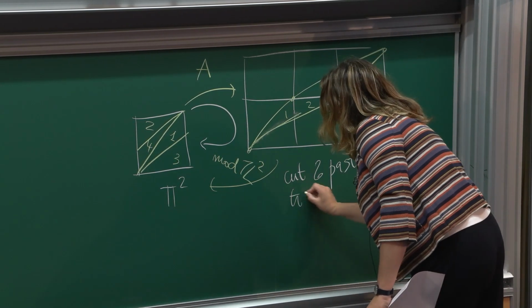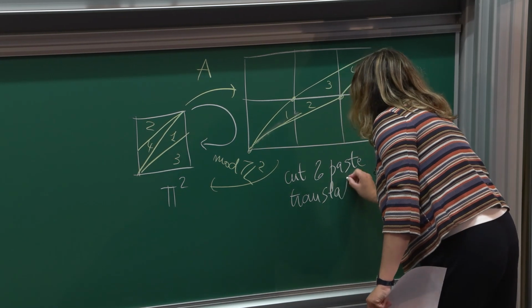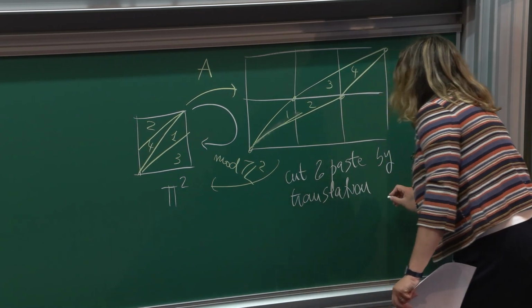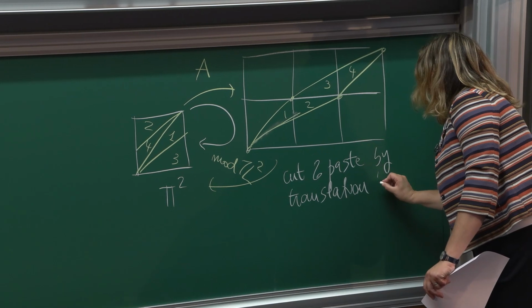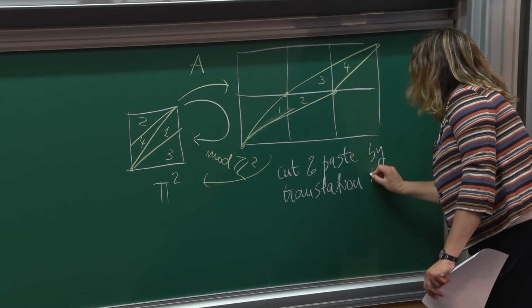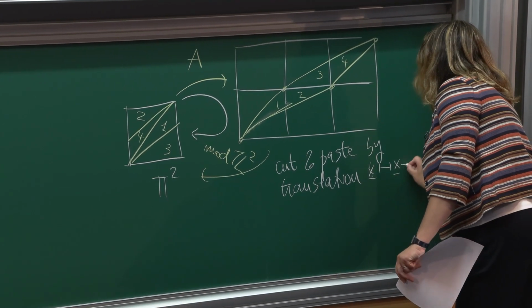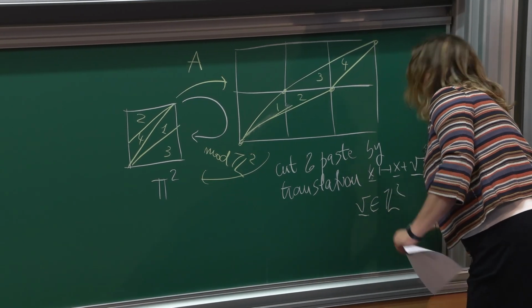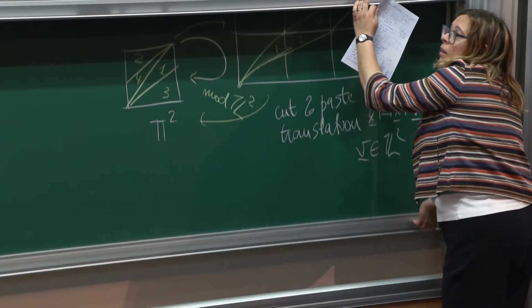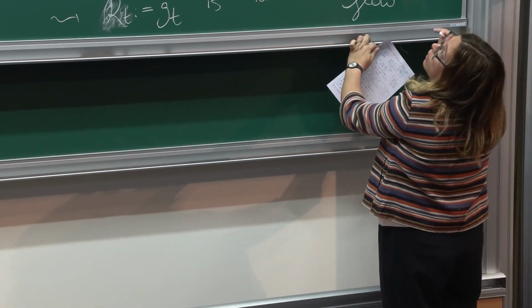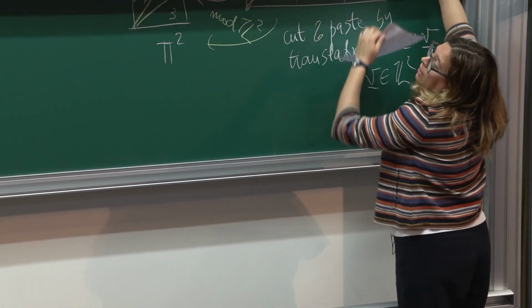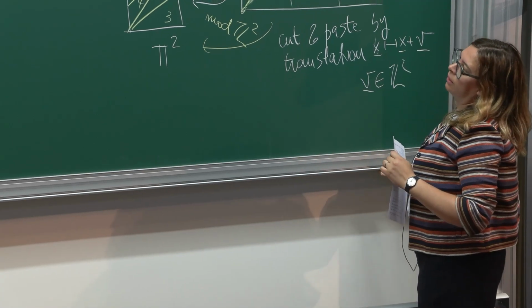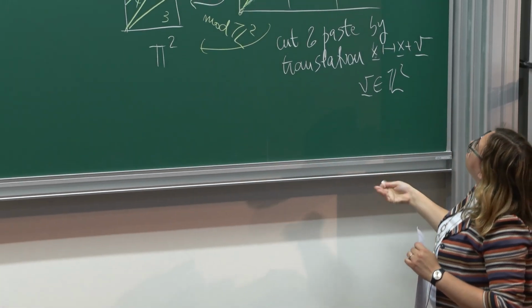Sorry, I go slowly because we'll go to a generalization of this example today. Translations. So something like x goes to x plus v, where v is in Z2. So let's see, how am I doing? Maybe I'll erase the horocycle flow. We already understand that.